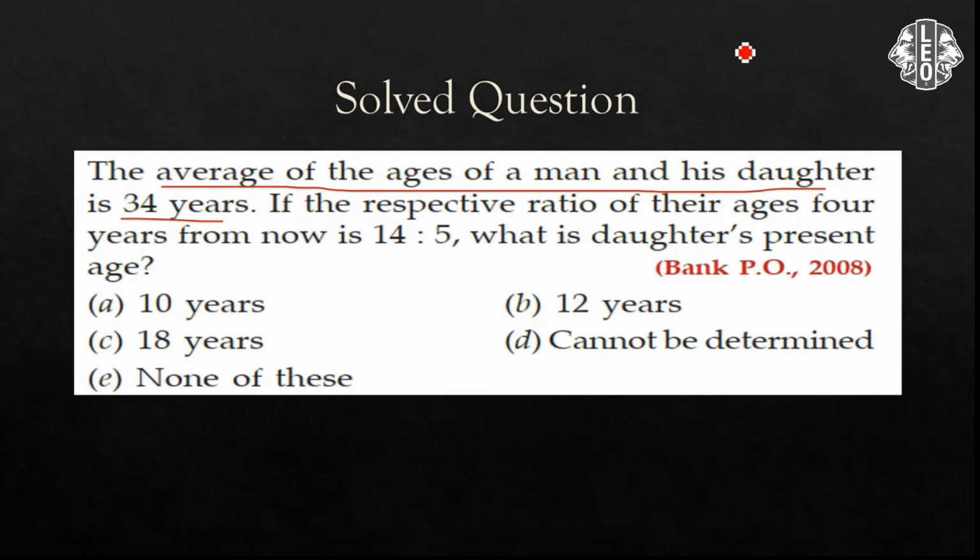The average age of the man and daughter is 34 years. So you can get (x + y)/2 = 34 years. I'll make it direct, so x + y will be 68. Right? So we got one equation.